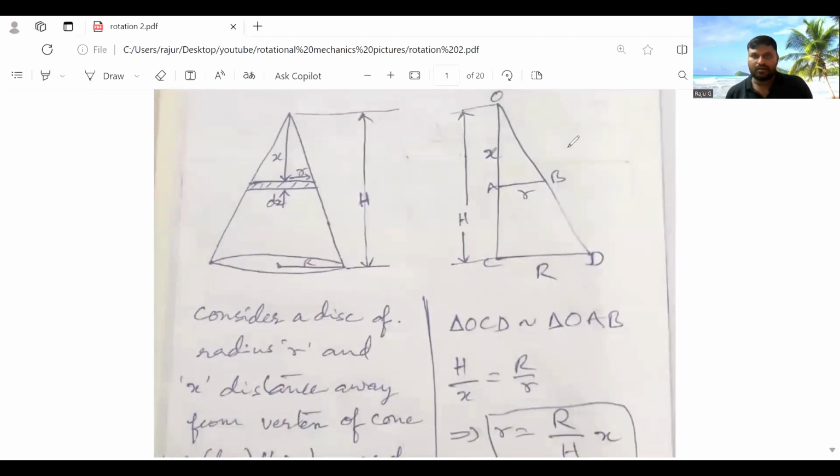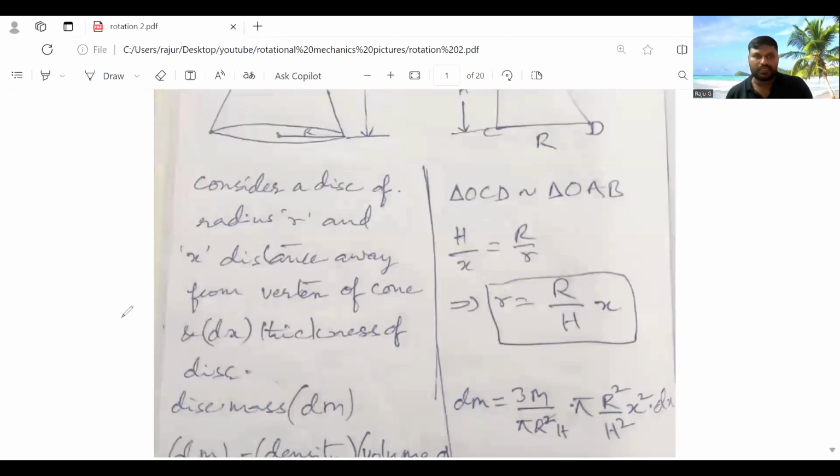Corresponding parts: OA corresponds to OC, AB corresponds to CD. So OA divided by OC and AB divided by CD are equal. Therefore, H divided by X, where H is OC and X is OA, is equal to capital R by small r. Then if we rearrange the terms, we will get small r. Small r is equal to capital R by H into X.